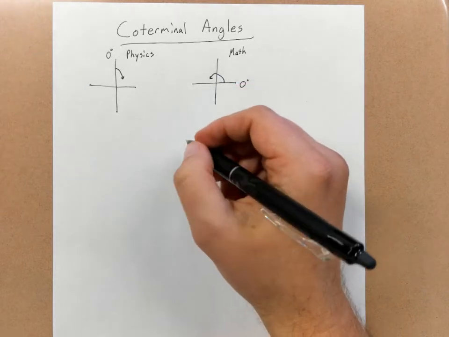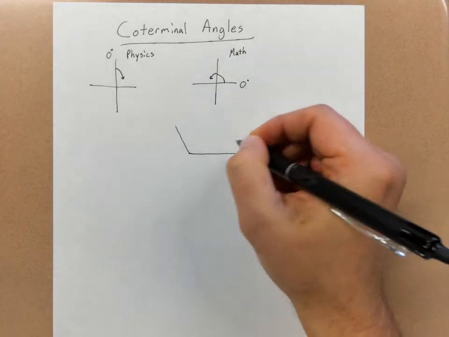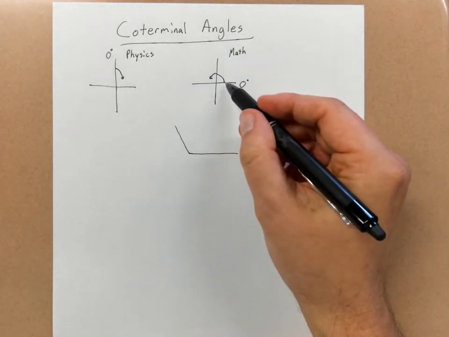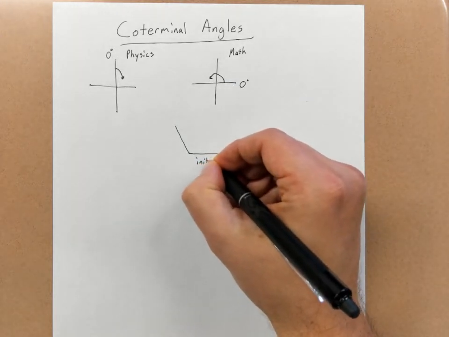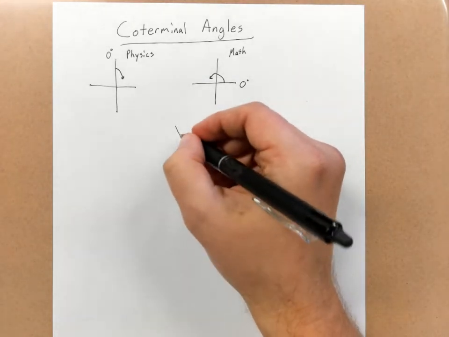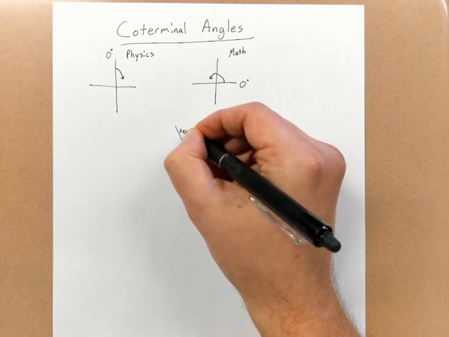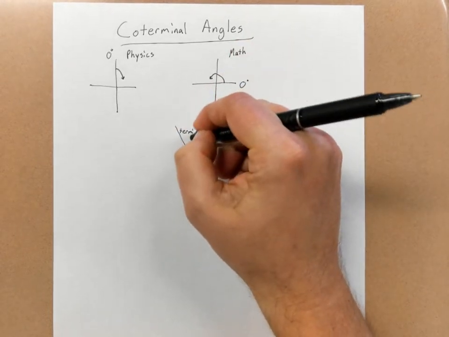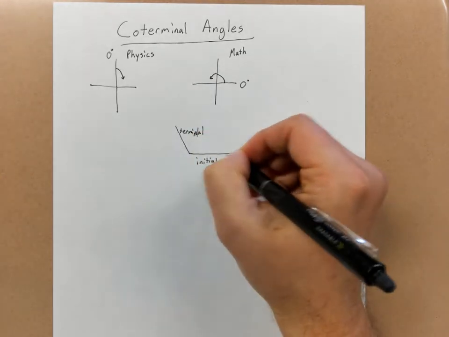So coterminal angles, what does that mean? Well, for every single angle that we can make, there's always the starting side. Now, because this is math class, your starting side is going to be at 0 degrees, so this will always be your initial side. And then the second side, the second part of the angle, is going to be where the angle ends, and that's going to be called your terminal side. I can spell. So this would be the terminal side and your initial side.